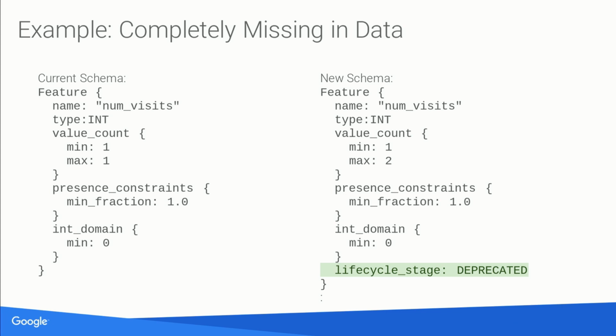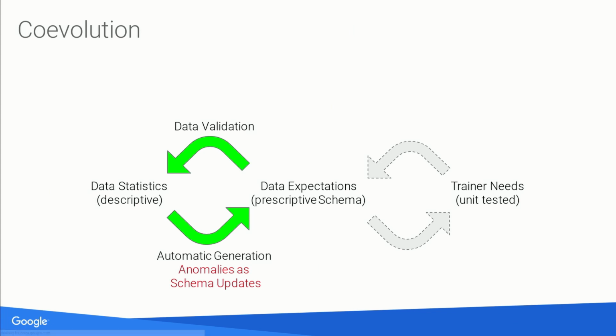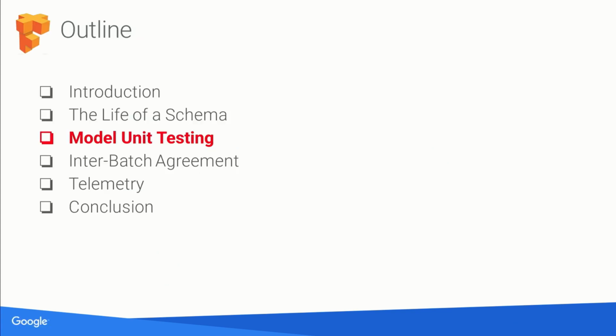And then we're forcing the user to say, all right, either you don't care about this feature, or you're going to go back and fix it. All right? And so this completes the story of the connection between the data statistics and the data expectations in our schema. And anomalies, when they occur, are represented as schema updates that can then be directly applied to the schema. So we're unifying the entire system.